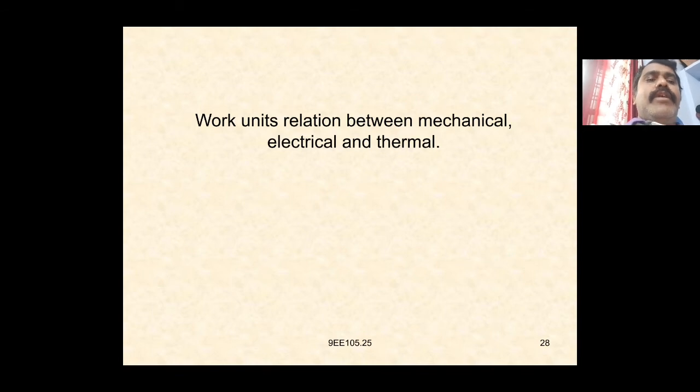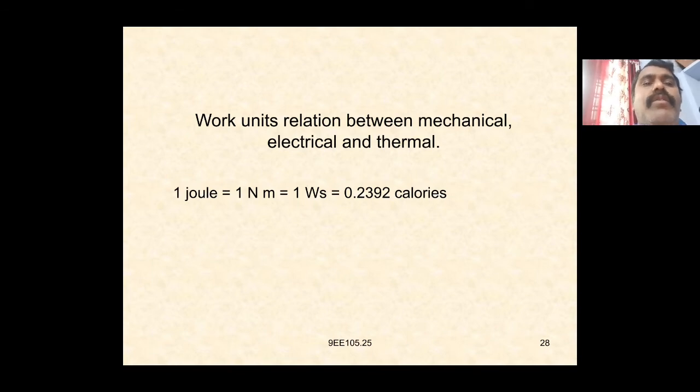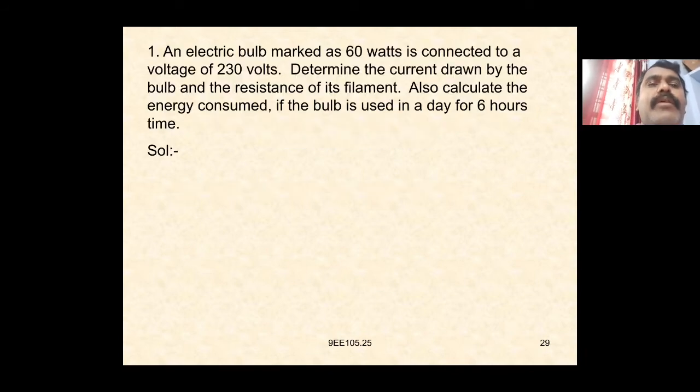Work units relation between mechanical, electrical and thermal: 1 joule is equal to 1 Newton meter, which is equal to 1 watt second, which is equal to 0.2392 calories. An electrical bulb marked 60 watts is connected to a voltage of 230 volts. Determine the current drawn by the bulb and the resistance of its filament. Also calculate the energy consumed if the bulb is used in a day for 6 hours.